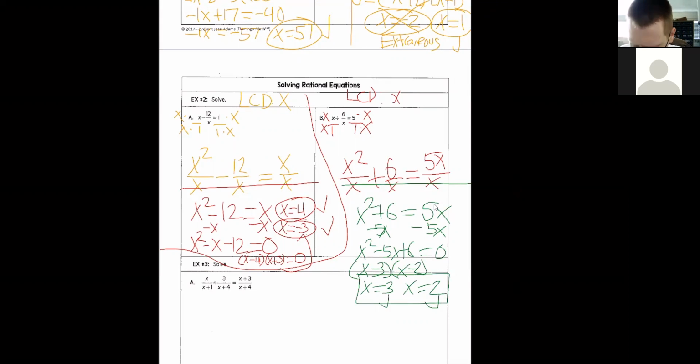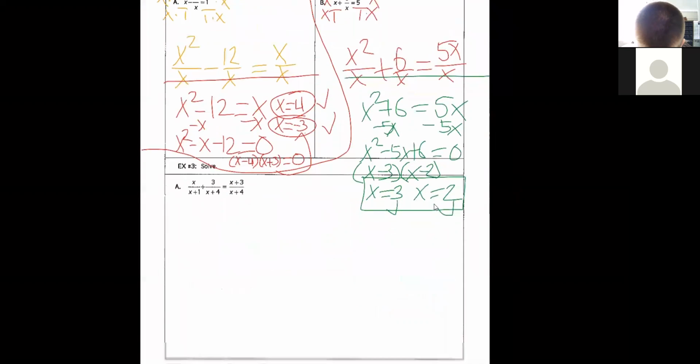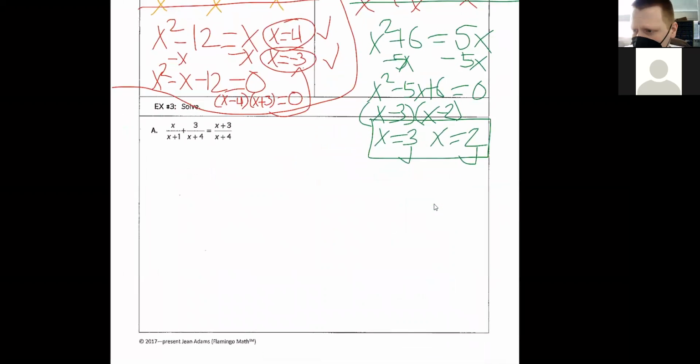All right, so maybe for the last problem today, we'll look at something with a more complicated denominator. It's going to be a little more work to get a common denominator between these three.